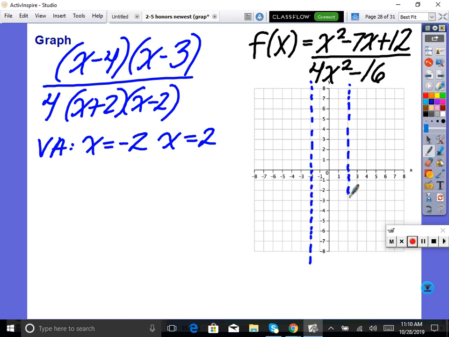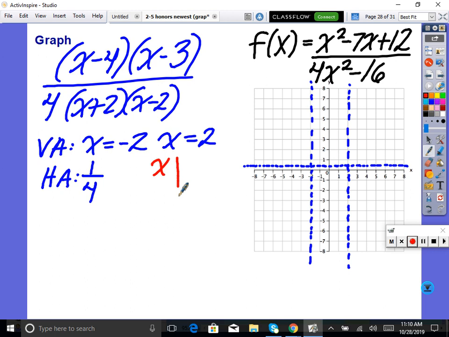Okay, and no holes, agreed. Horizontal asymptote back to standard form must be at 1/4. So right here, roughly. Okay, so now from there, we're going to make an XY chart, because that's always what we do, and I'm going to plot x-intercepts. My x-intercepts are at 4, 0, and 3, 0.